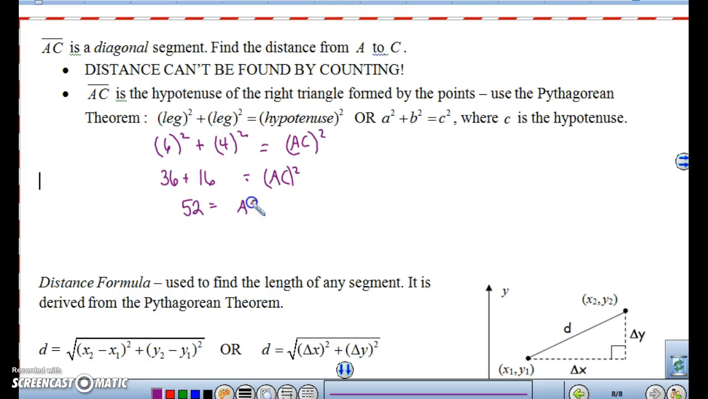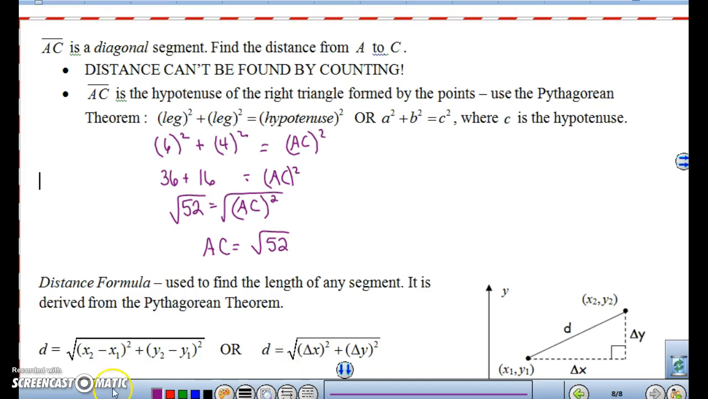is equal to AC squared. All right, so if this is squared, how do we unsquare it? Well, we take the square root of both sides. So AC is equal to the square root of 52. Now that is the exact value. We can actually simplify it or round it off if we're asked to calculate with it. So unless you're asked, leave it as the square root of 52.